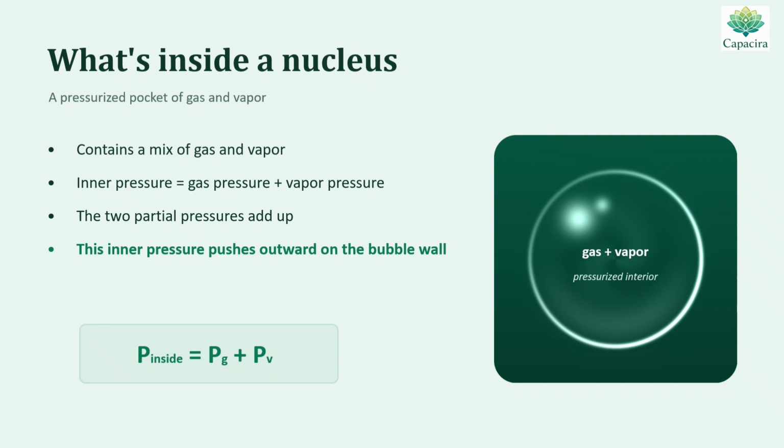Many people think vapor pressure appears only when water boils. Actually, even at room temperature, some water molecules continuously escape into vapor form. So, even a tiny cavitation nucleus contains water vapor. Together, these two pressures push outward on the bubble wall.